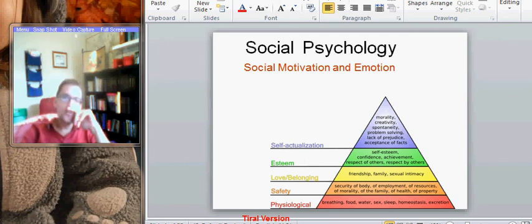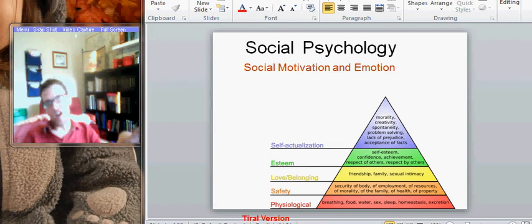Social motivation and emotion. Now this is social psychology, and it talks about social thinking, talks about social behaviors, and we'll get to all of that stuff. But more than just social thinking and social behaviors, I mean, we are social creatures. We are socially driven. We just need other people. It's just who we are.